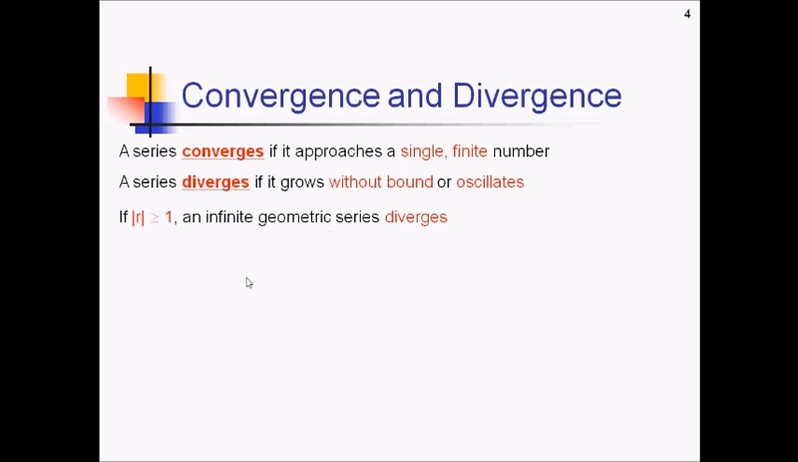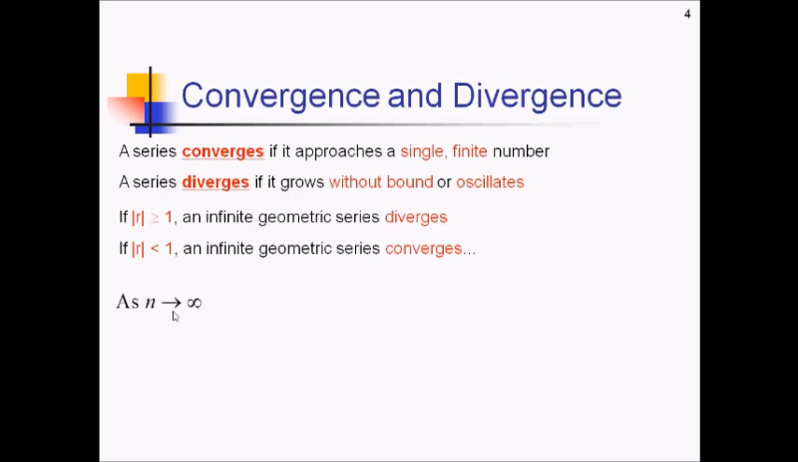Now, the more interesting case is if you have a common ratio of less than 1. So this is a situation where you're adding numbers that are getting smaller and smaller and smaller. In that case, it can be shown that an infinite series is going to converge with a common ratio less than 1. Here's why that is.